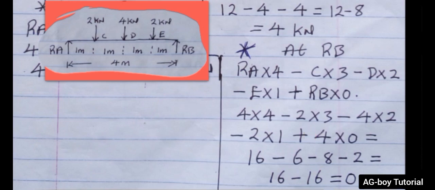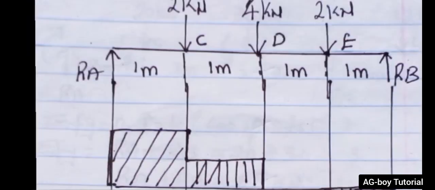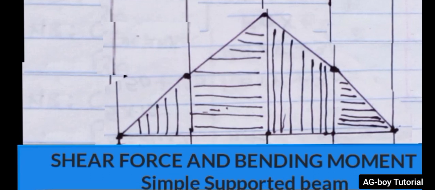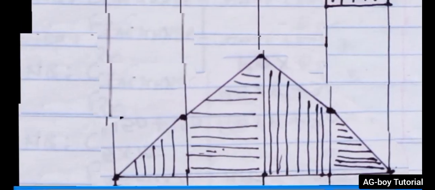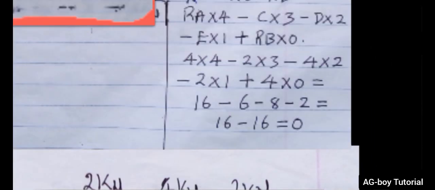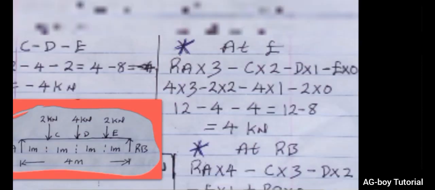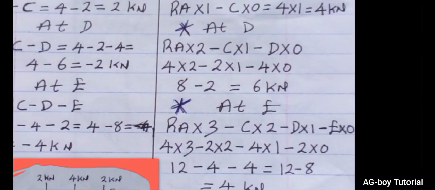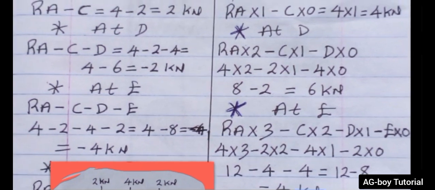Let's go to the bending moment diagram. The bending moment diagram, our maximum bending moment is at this point, which is 6 kilonewton. At D we got 6 kilonewton. Then at E we got 4 kilonewton, and also at C we got 4 kilonewton.